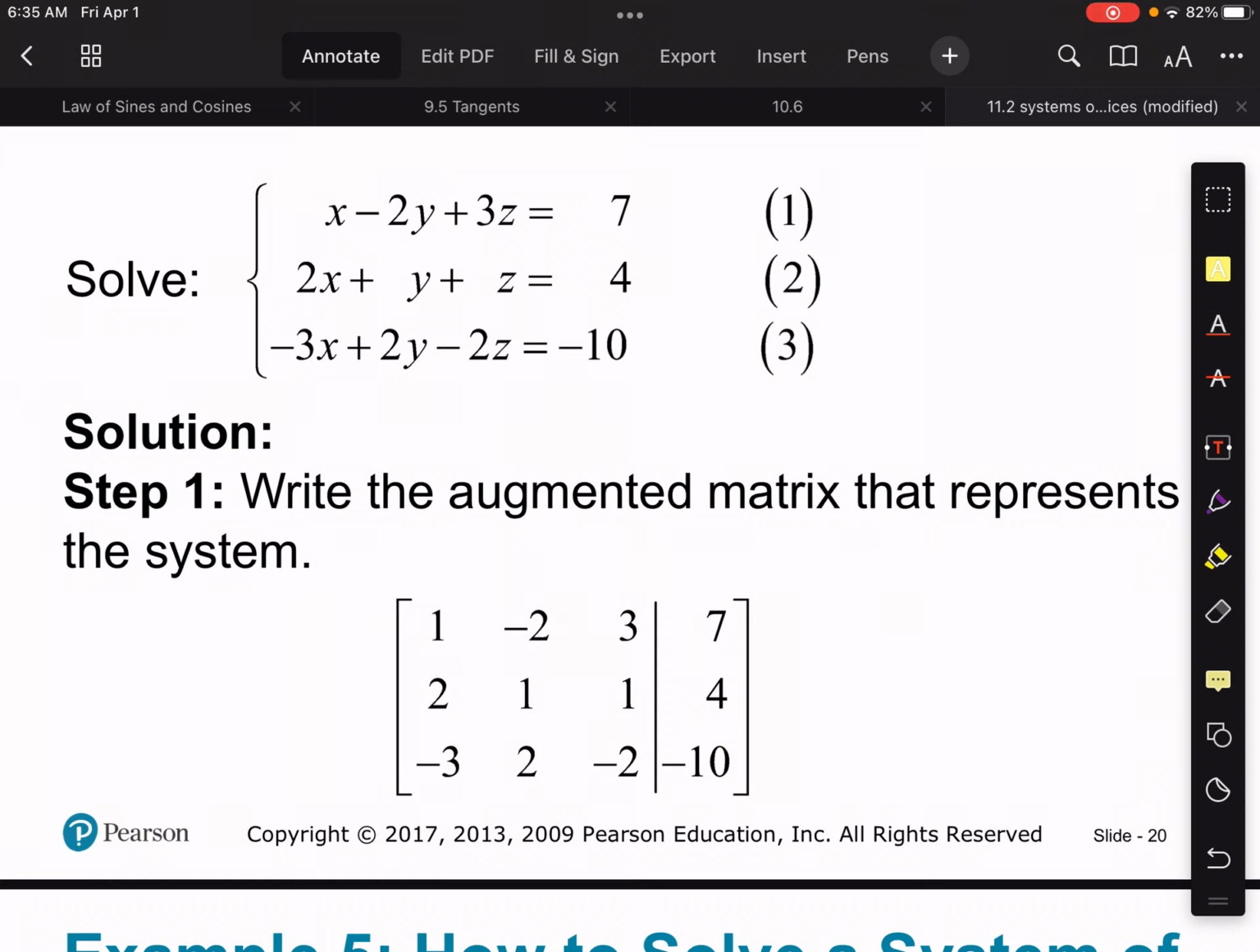Just a reminder that you're just using the coefficients, and each column in the matrix represents a variable. So this is x, this is y, this is z, and then this would be your constant, right? So that's the first step. Now, what we want to do is get this into simplified form, row echelon form. So I need ones across the diagonal, and I need zeros underneath those. And then ideally, the rest of these turn into zeros as well.